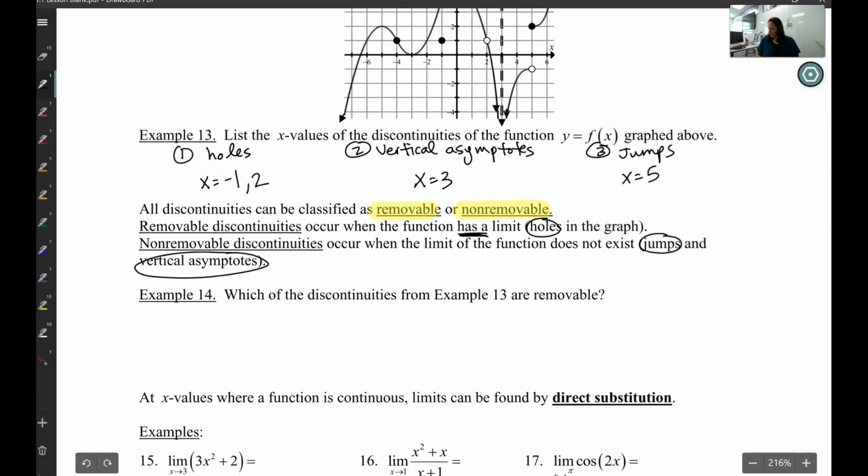So if we look at this, which of those discontinuities from example 13 are removable? Only the holes, so that would be x equals -1 and 2. 3 and 5 are not removable because they're asymptotes and jumps.